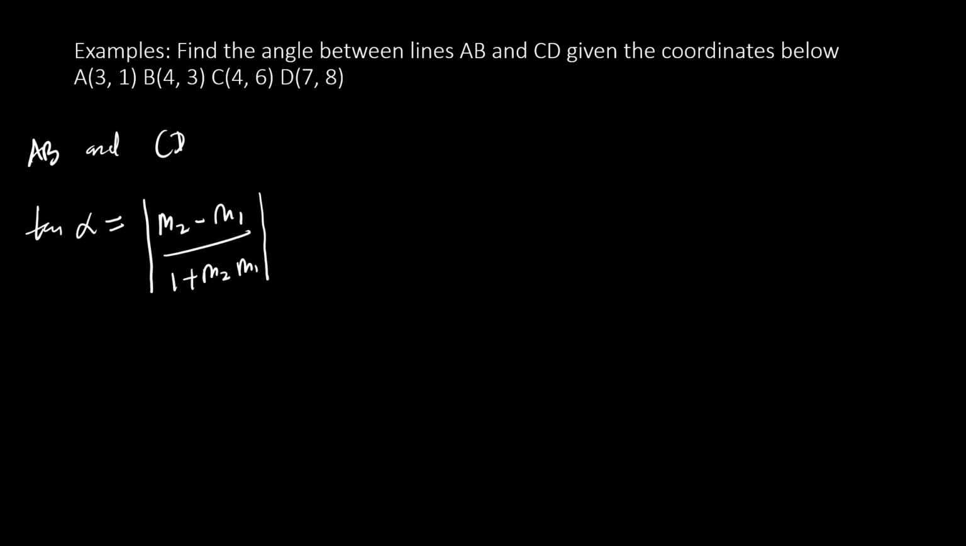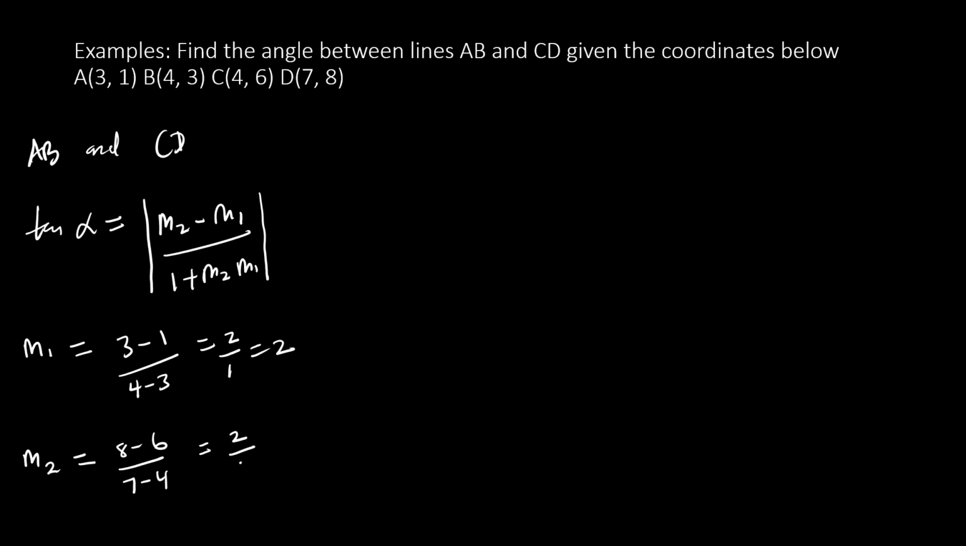So what's the slope of AB and the slope of CD? Let's make m1 the slope of AB. For AB we have the slope equal to y2 minus y1, which is 3 minus 1 over 4 minus 3, and this is 2 over 1, this is 2. The slope of CD to be m2, and this equals 8 minus 6 over 7 minus 4, and this is 2 divided by 3.